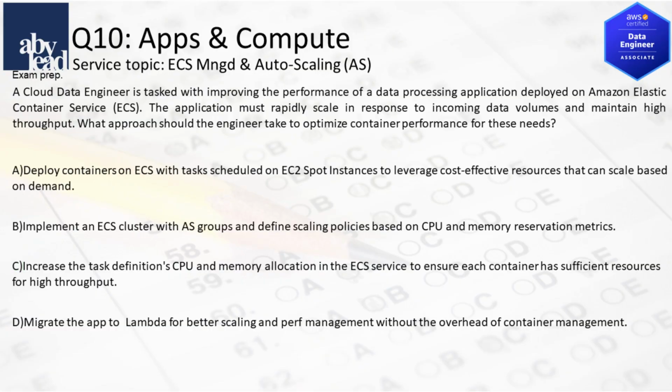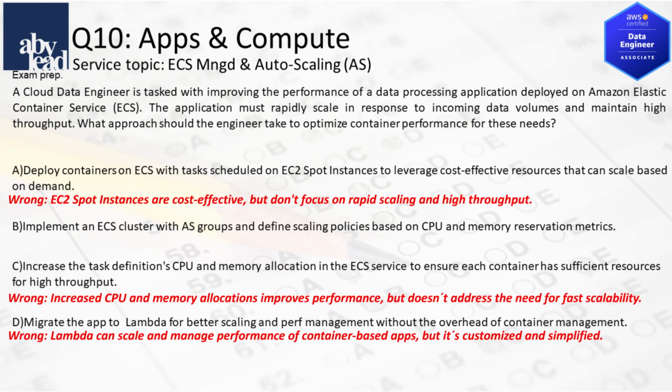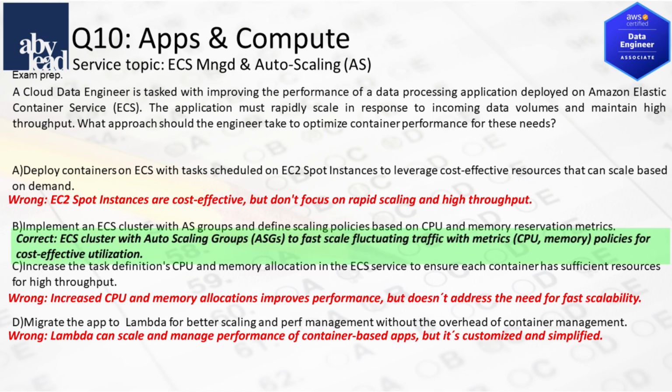Question 10. How do you optimize container performance for these needs? Tasked with improving the performance of a data processing on ECS with rapid scaling. Unsuitable for rapid scaling or high throughput are EC2 spot instances, increased CPU and memory allocations, or customized Lambda scaling. But with auto-scaled ECS cluster, you can fast scale for fluctuating traffic and use its metric policies for cost-effective utilization.